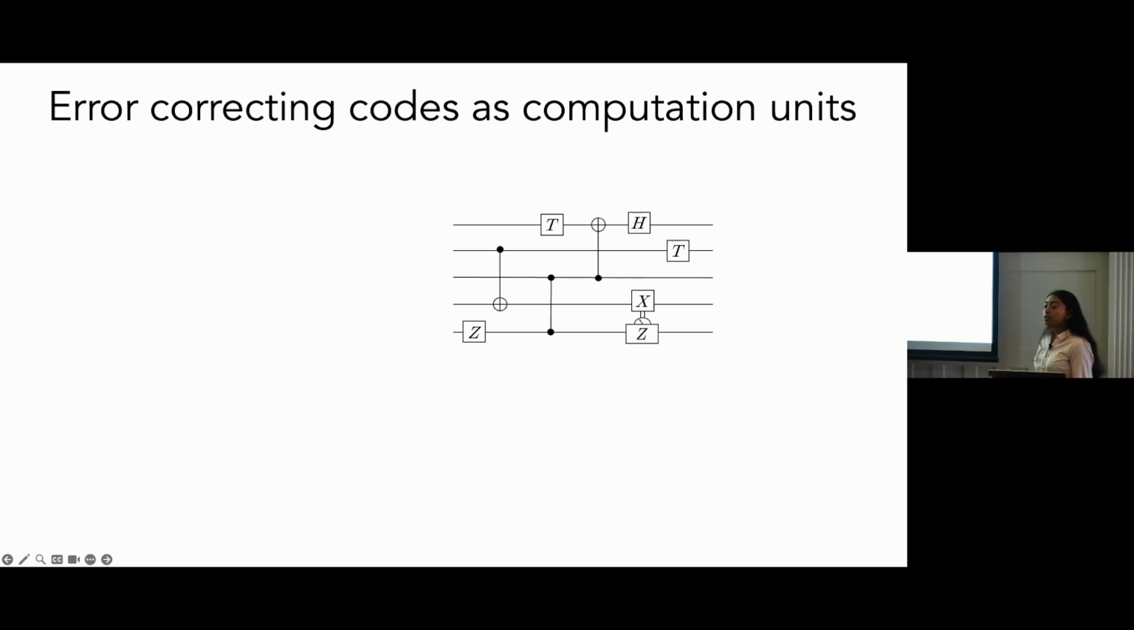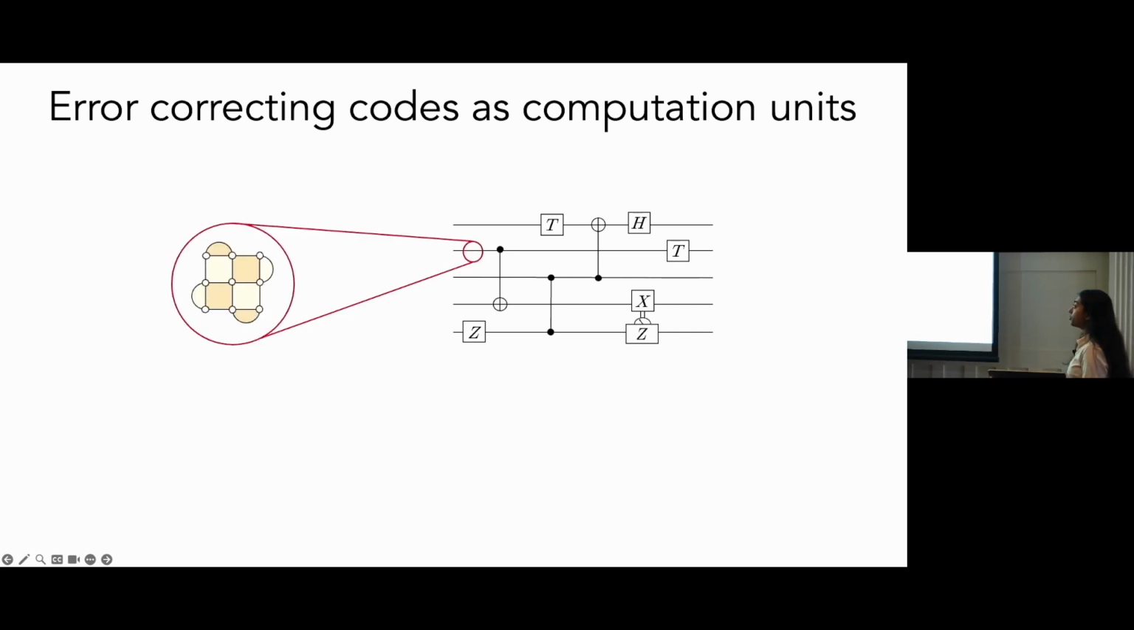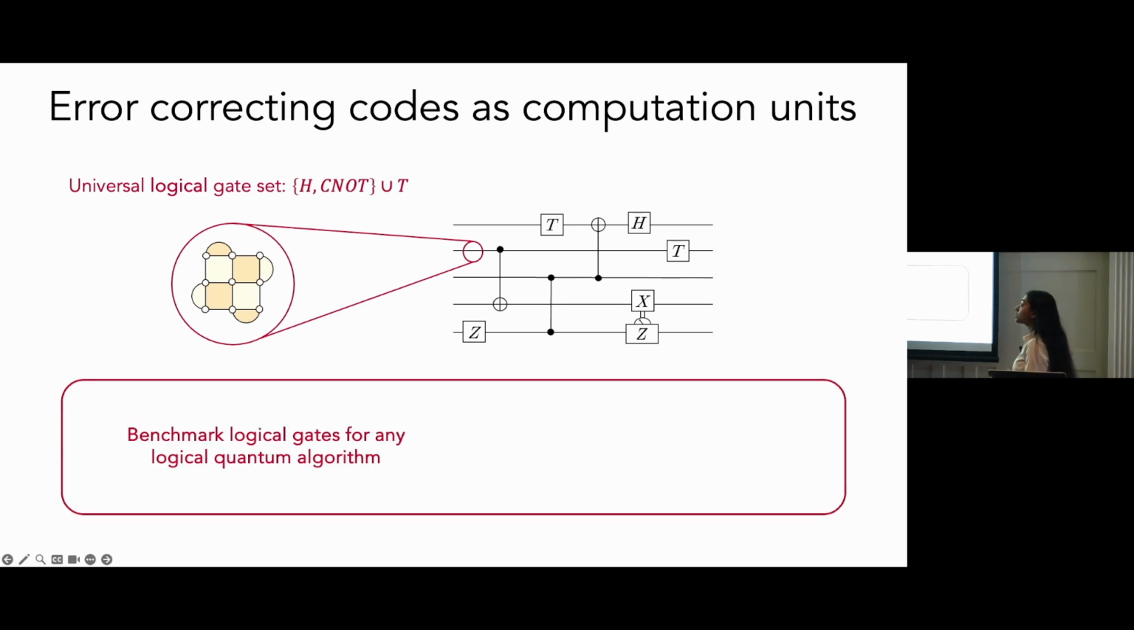When we're enacting a logical quantum algorithm, each of these individual qubits is not going to be a physical qubit, but is going to consist of an error-correcting code or a logical qubit. And so to enact this quantum circuit, we need to understand how to do the logical gate set on these error-correcting codes. And the same way that we do physical entangling gates on our physical qubits and have performance benchmarks for them, we should be able to provide a performance benchmark for our logical gates.